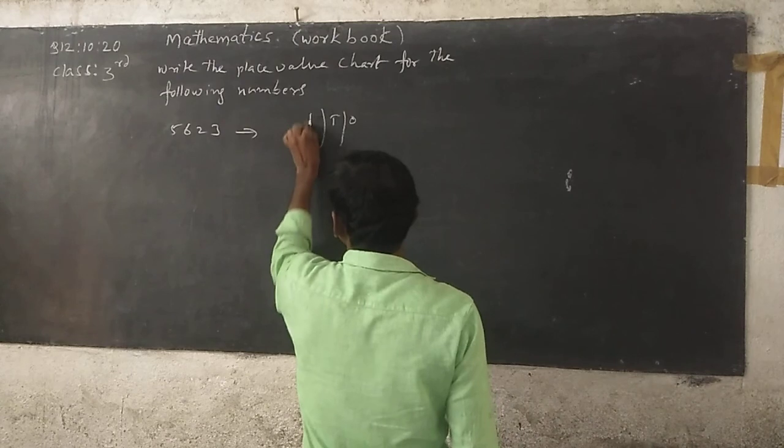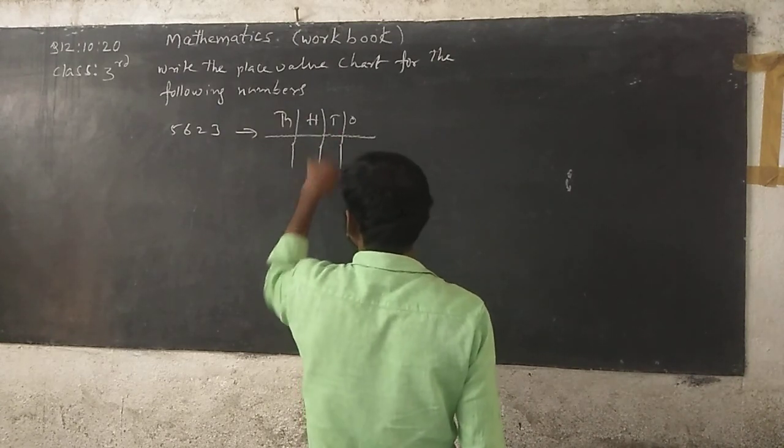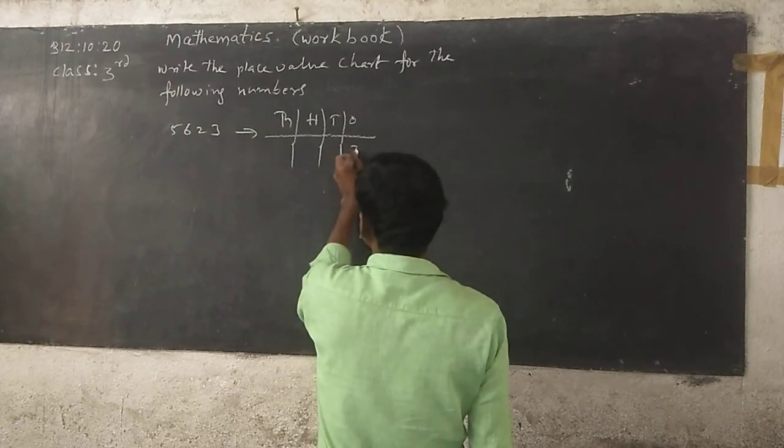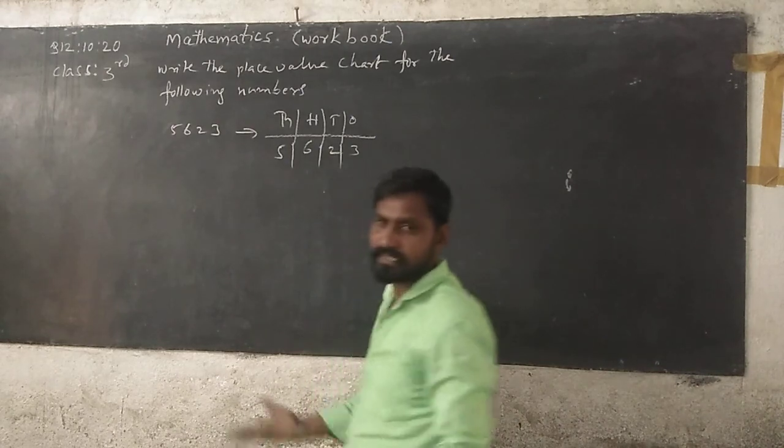Ones, tens, hundreds, thousands. See, listen carefully. 3 is in ones place, 2 is in tens place, 6 is in hundreds place, 5 is in thousands place. That's it.